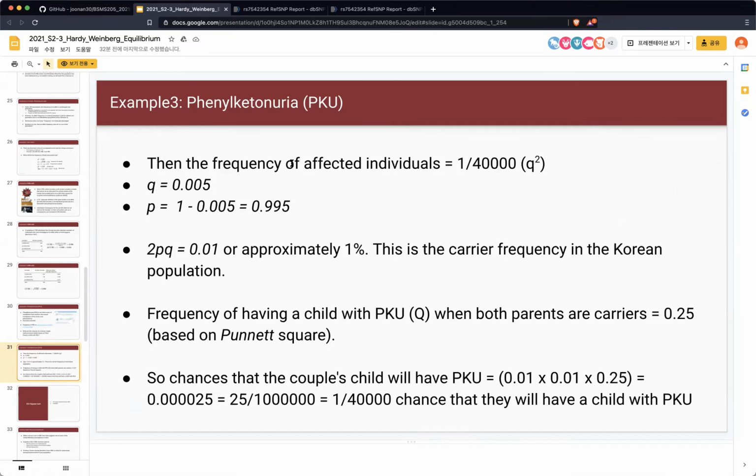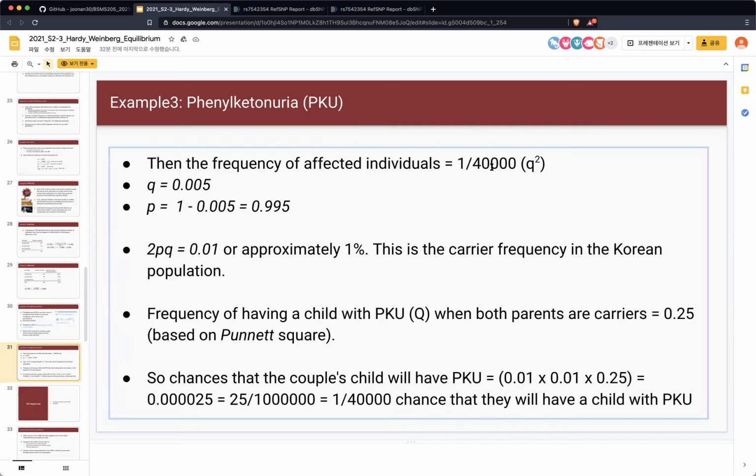So first, we can calculate from the frequency of the affected individuals by PKU. That is 1 in 40,000. That is equal to q², which is the recessive genotype. So you can easily calculate the allele frequency of q, right? So this is the square root, and you can calculate this is 0.005, right? And the p allele frequency is 1 minus 0.005, which is 0.995, right? So you can easily calculate the frequency of the heterozygous genotype, which is 2pq, and this is equal to 0.01.